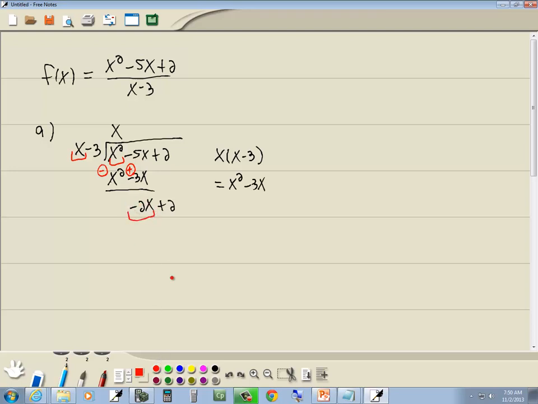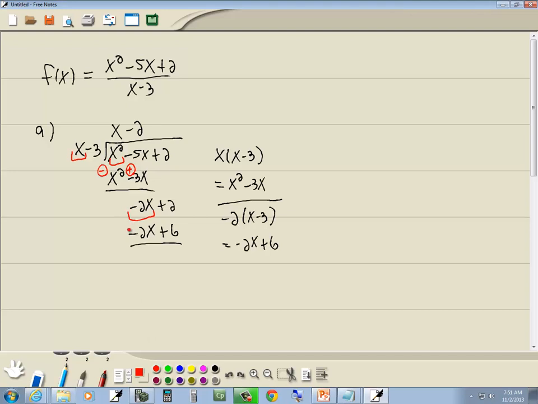Now again, we look at the first term of each to decide what to put up on top. You ask yourself what times x gives you negative 2x, and that'd be a negative 2. Whatever you put up on top, you multiply by what's out in front. So we're going to take negative 2 times x minus 3. Negative 2 times x is negative 2x. Negative 2 times negative 3 is 6. So I got negative 2x plus 6.